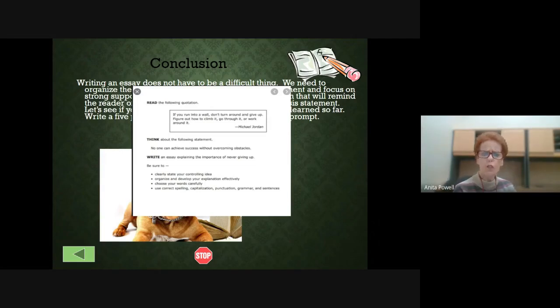And we can even use a quote to begin. The one by Michael Jordan is fine. And then describe a little bit more about what we're going to mention in our essay about not giving up, and then move down to our thesis statement. So, 5-paragraph thesis statement, introduction, 3 support paragraphs, conclusion.